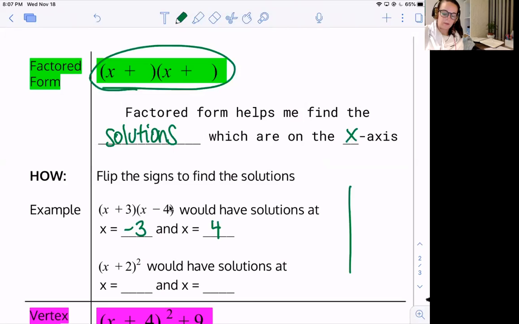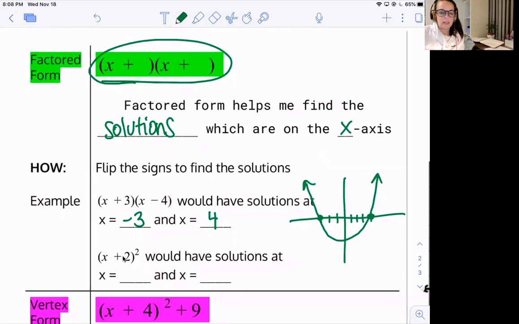So we know that we would have solutions at negative 3, 1, 2, 3, and positive 4, 1, 2, 3, 4. And our graph might go like this. If it was negative, that'd be negative like that. If it's positive, then we go like this. Something like that.